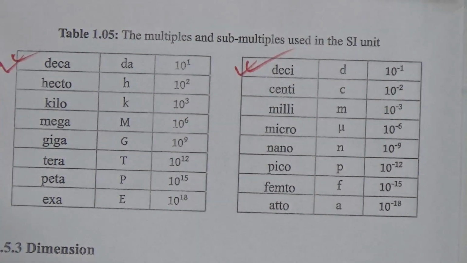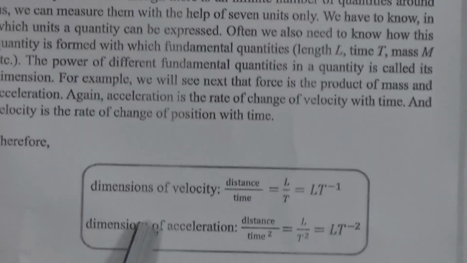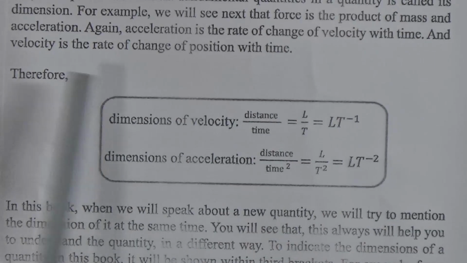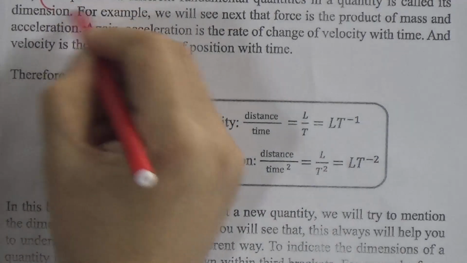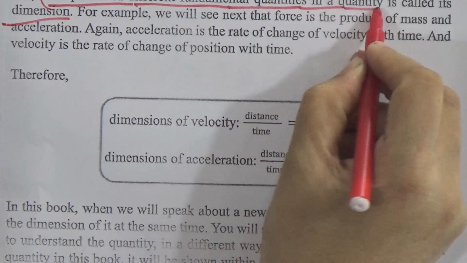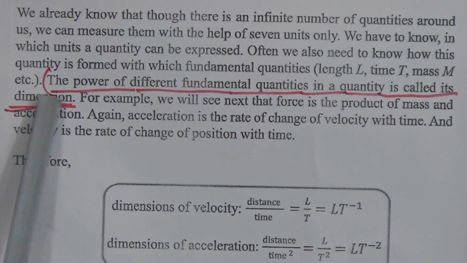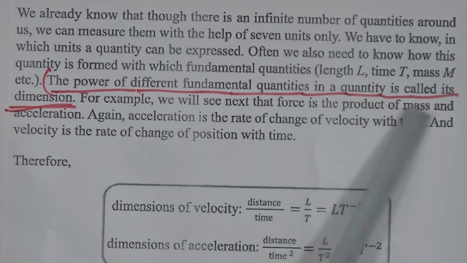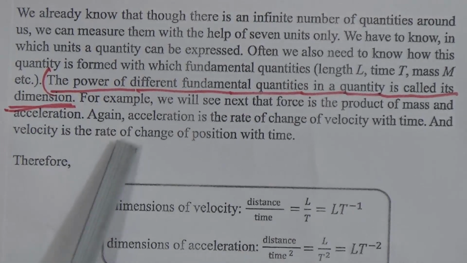Okay, now dimension, we will discuss dimension, and this one is a question and answer also, so memorize it properly. What is called dimension? We have to know what dimension is. The power of different fundamental quantities in a quantity is called its dimension. I am repeating, the power of different fundamental quantities in a quantity is called its dimension. This one is a very important question and answer, memorize it properly.